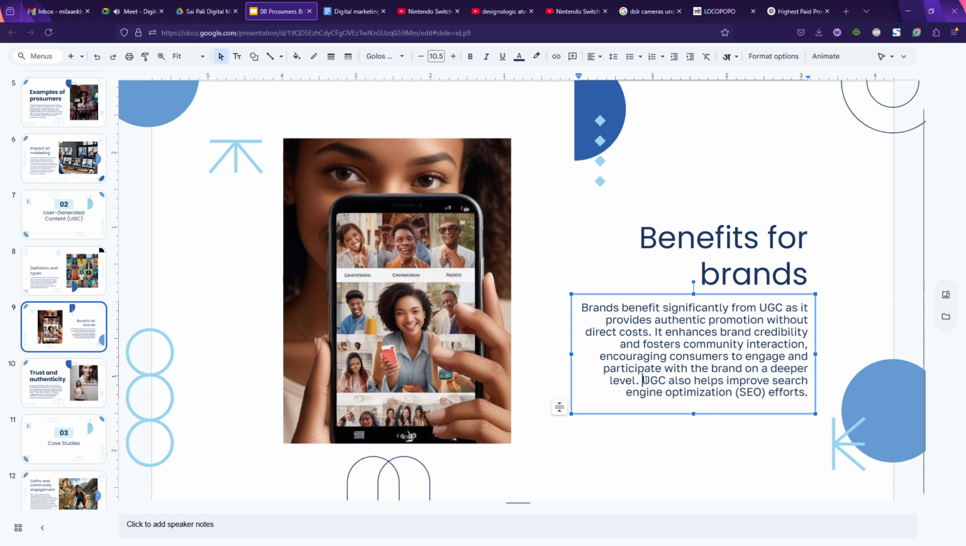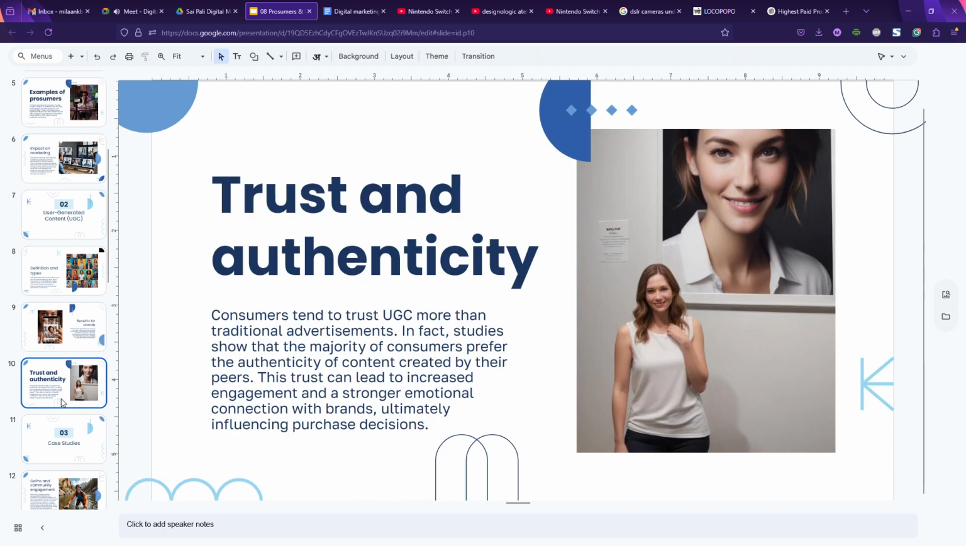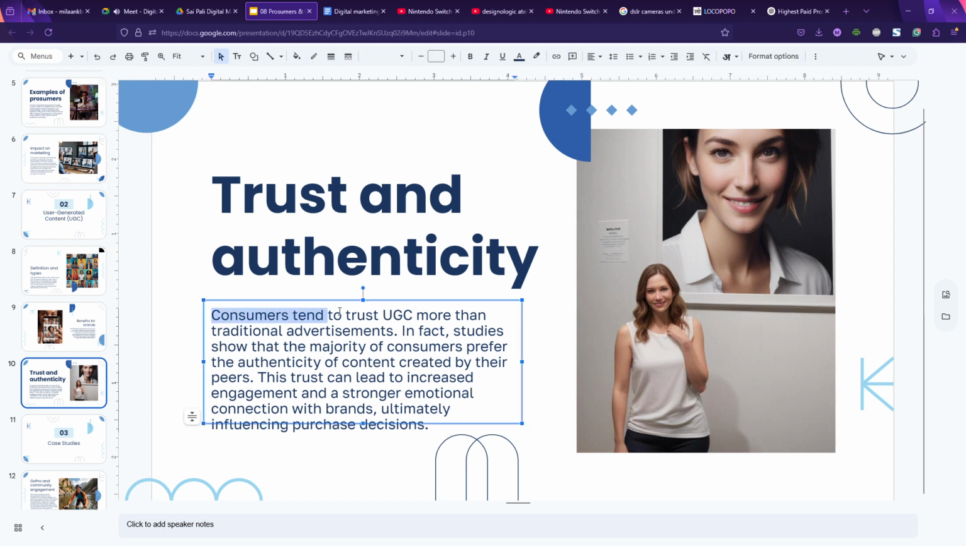Like that, UGC content helps in the search engine optimization efforts done by the brand. This all increases trust and authenticity. Consumers tend to trust UGC more than traditional advertisements. In fact, studies show that the majority of consumers prefer the authenticity of content created by their peers.